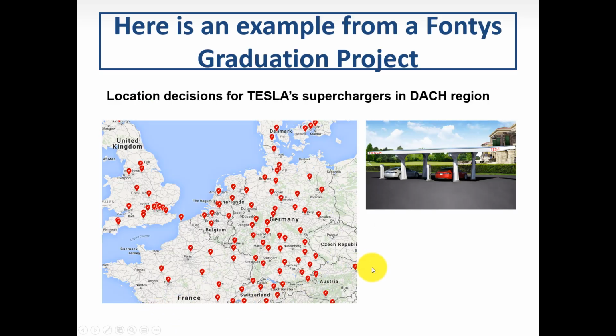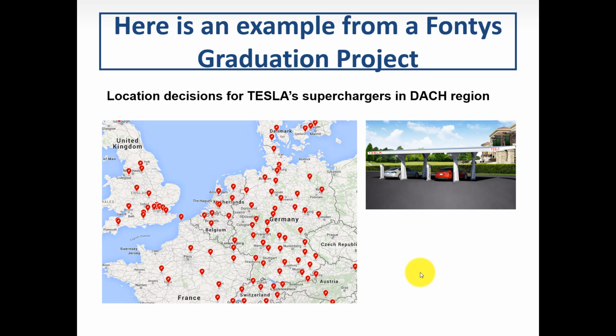All right. A very quick example of a graduation project just to show you the relevance of this topic. I had a student once, actually I had two students. They both worked on a similar project, but at different times. Yeah. And the project was about locating the so-called superchargers for Tesla. And here you see the map of all these superchargers. But the idea was that you have to forecast the demand.